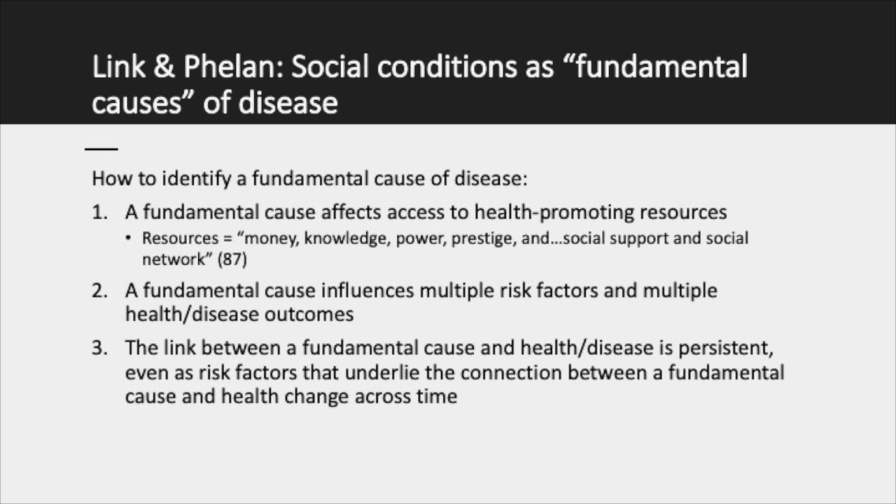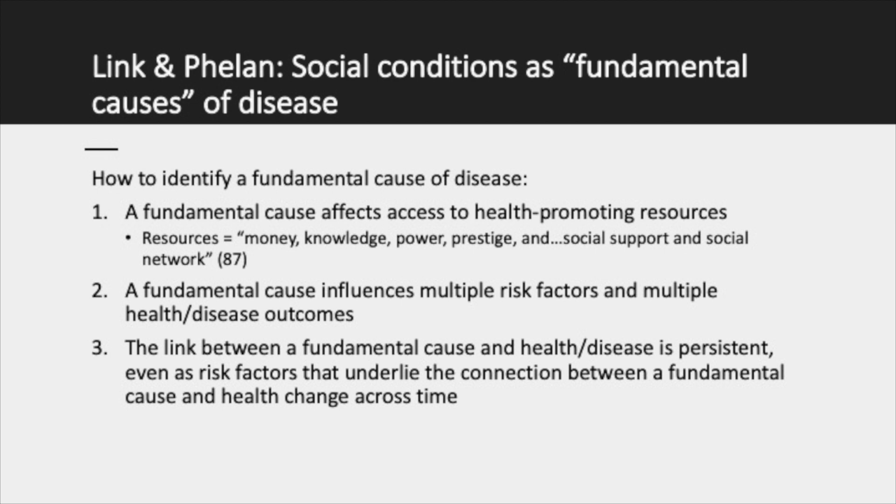First, a fundamental cause affects access to health-promoting resources. And resources, as defined by Link and Phelan, includes money, knowledge, power, prestige, and social support and social networks. This is the first clue, I suppose, that we're dealing with a fundamental cause of disease.